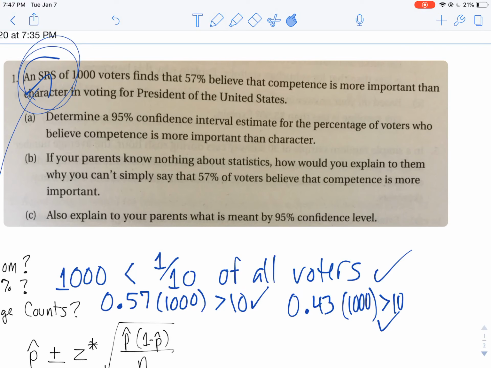you can't simply say that 57% of voters believe that competence is more important? Well, I'll tell you what, you can't say that because 57% is just a statistic. We did that out of 1,000 voters. That doesn't represent everybody. Even if we did a really good random sample here, you gotta expect some variability. So that's why we have this wiggle room.